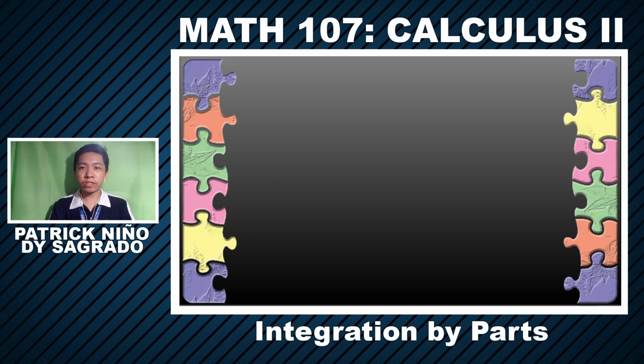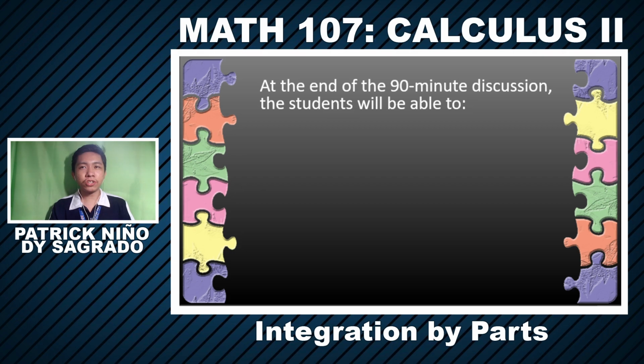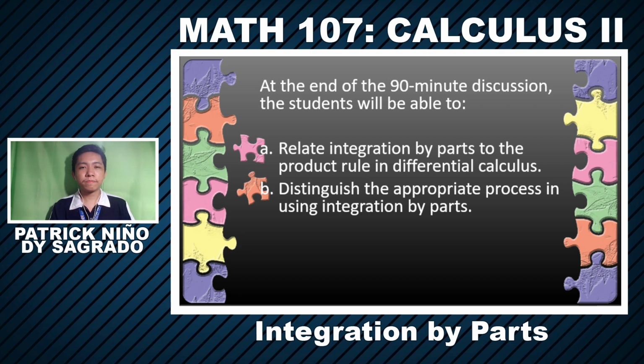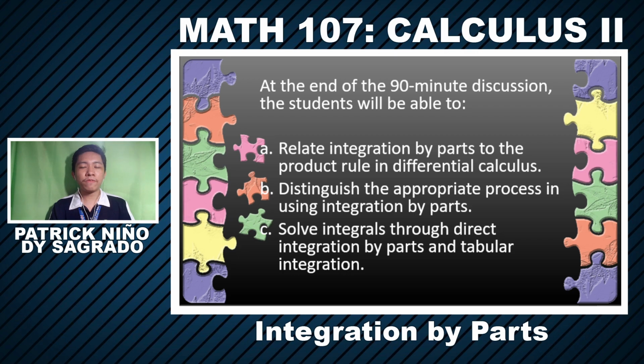Let's see our objectives for the day, which are the following. At the end of the 90-minute discussion, the students will be able to, boys, please read the first one. Girls, please read the second one. Third, everyone please. Thank you very much. So we will go through all of those objectives little by little in our discussion.